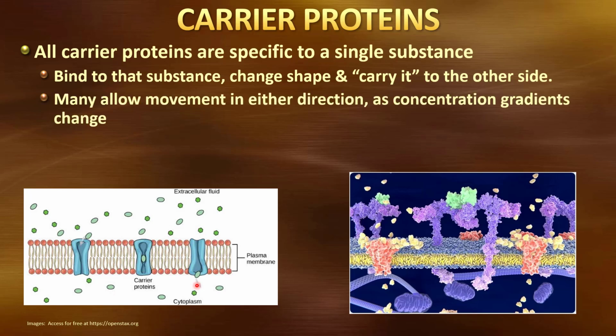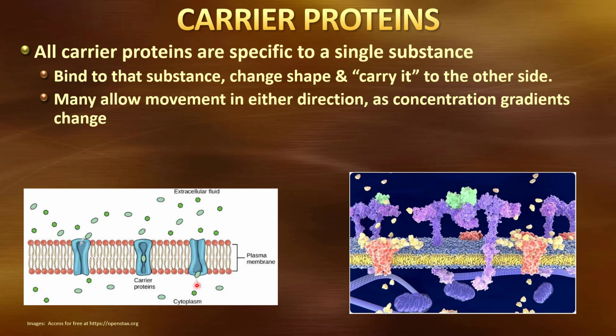Now, some of these allow movement either in or out of the cell, and then others might be unidirectional, only allowing movement in one direction. But a lot of times they will allow movement in either way, just depending on the concentration gradients. Once again, this carrier protein is not moving things against its concentration gradient. At least right here it's not, because this is facilitated diffusion.